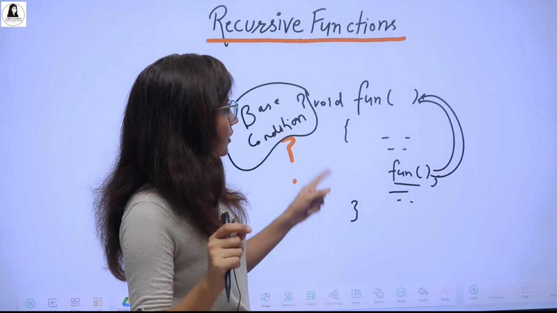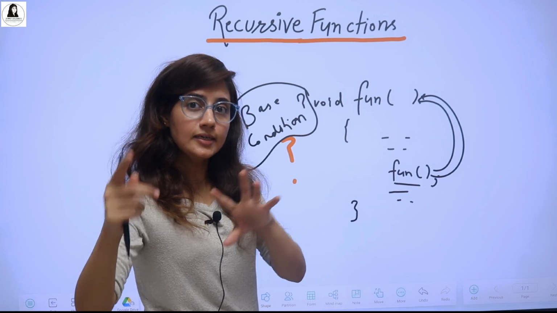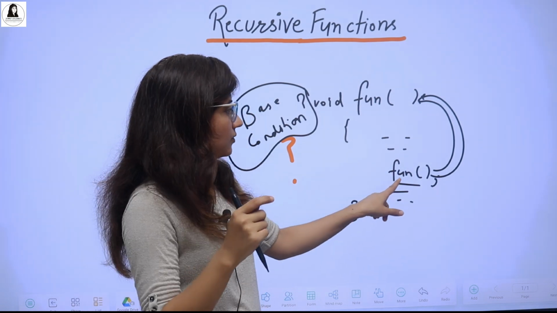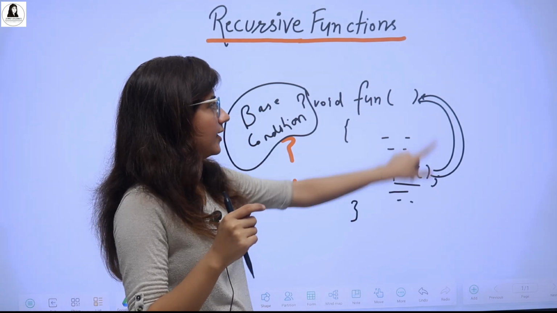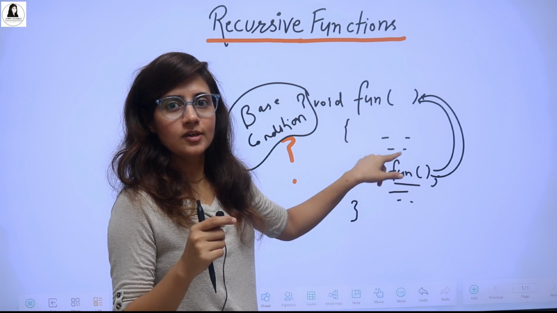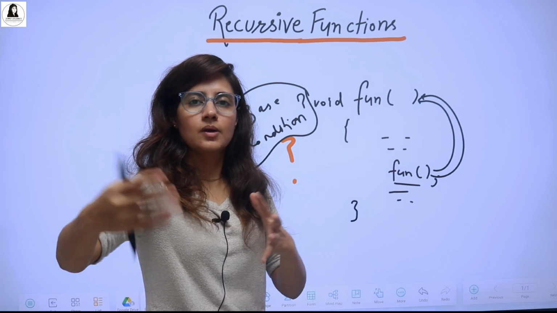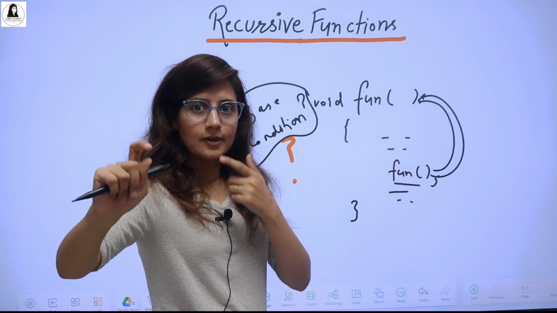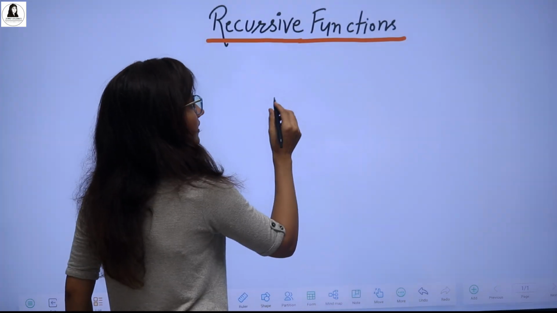So a recursive function will call itself directly or indirectly through another function. Here the function is calling itself directly, or maybe this function can call itself indirectly with the help of some other function, right? That is also fine. So let's take this example.